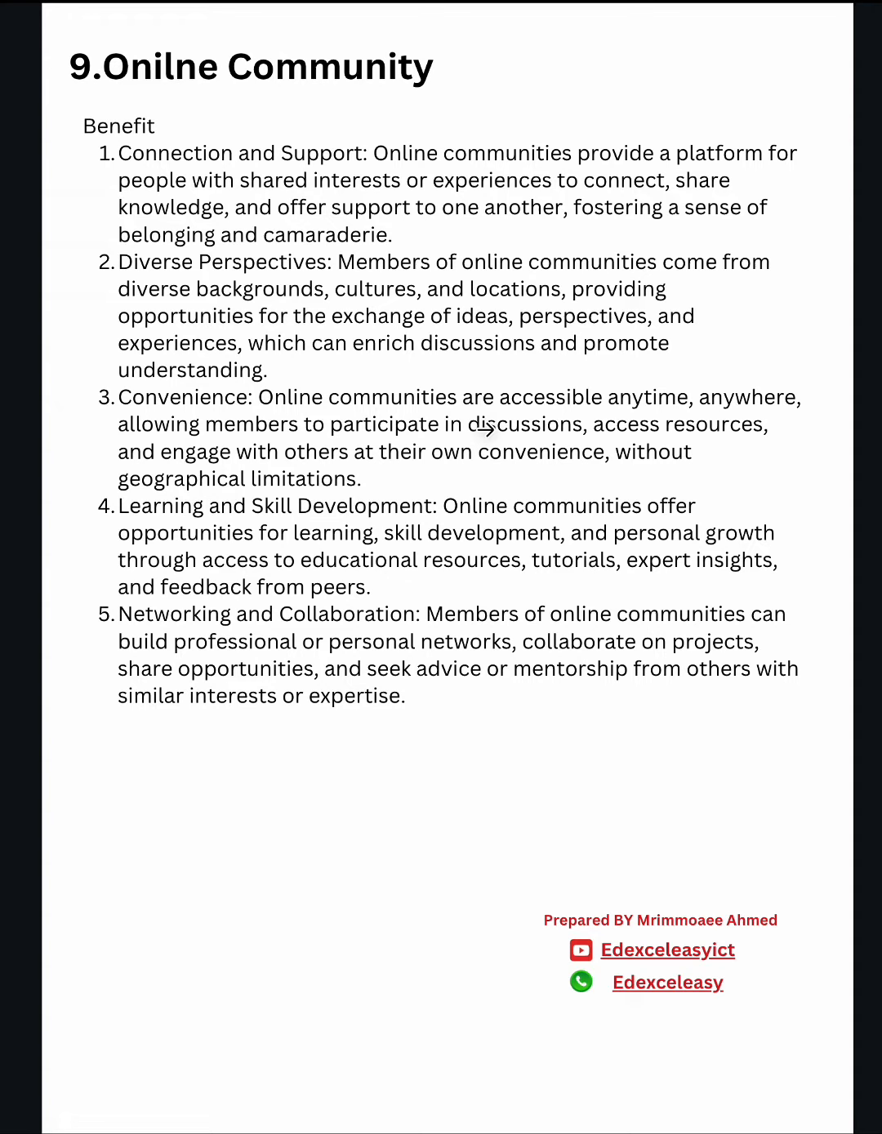Learning and skill development. Online communities offer opportunities for learning, skill development, and personal growth through access to educational resources, tutorials, expert insight, and feedback from peers, right? Networking, collaboration, like people can collaborate. Members of online communities can build professional and personal networks, collaborate on projects, share opportunities, similar like that, right?